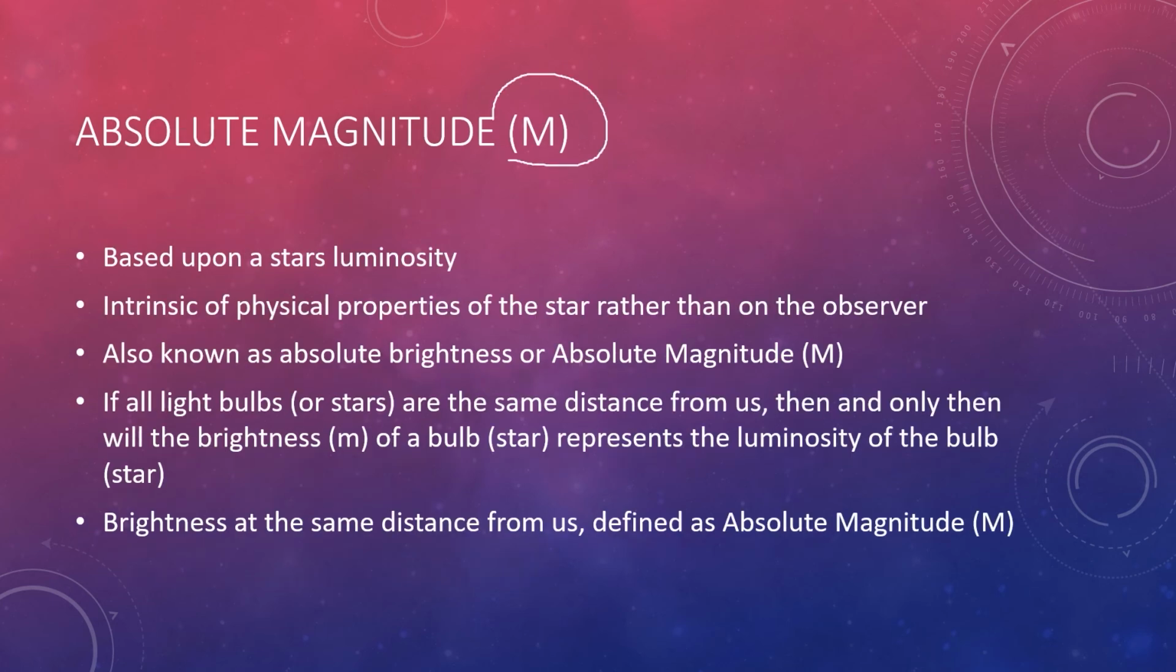Absolute magnitude is based on luminosity, and it is known as big M. The intrinsic, physical properties of the star, not on the observer, meaning we're looking at output, not received energy. It is also known as absolute brightness or absolute magnitude. If all light bulbs or stars are the same distance from us, then and only then will the brightness of a star represent the luminosity of the star. Brightness at the same distance from us is defined as absolute magnitude.